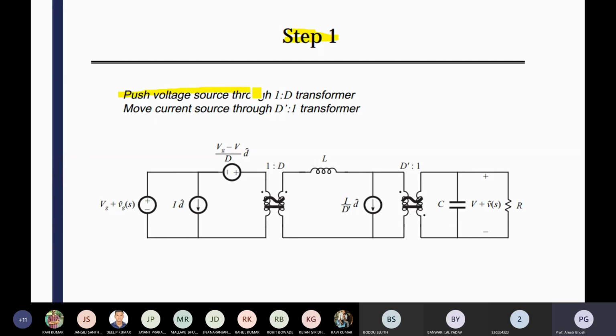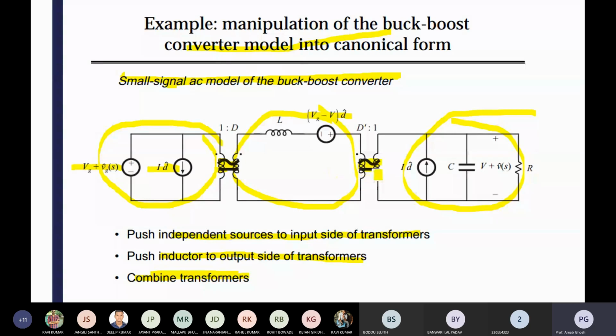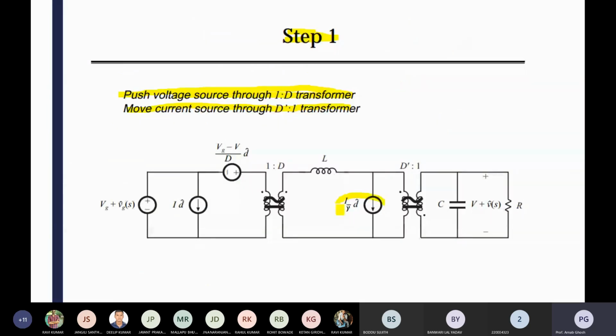So push the voltage source through the 1:D transformer, move the current source through the D' to 1 transformer. So they are transforming that concept. Here they are transforming that current source as per the convention. Sources should be on your left side, means push the independent source to the input side of the transformer. So all the independent sources should be on the input side of the transformer. Here you can see that the current source is on your output. If you transfer it from the output side to the input side, it will come in here. So you can see in the diagram that the current source is coming to that side.